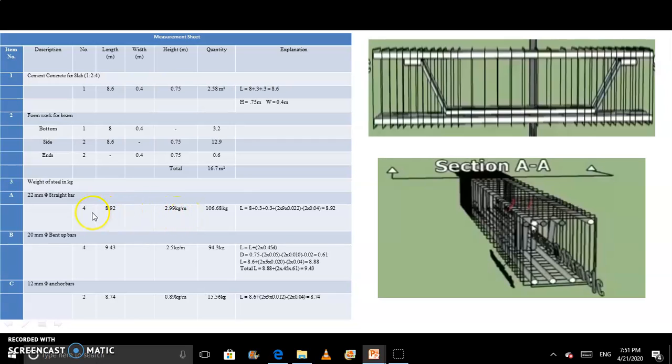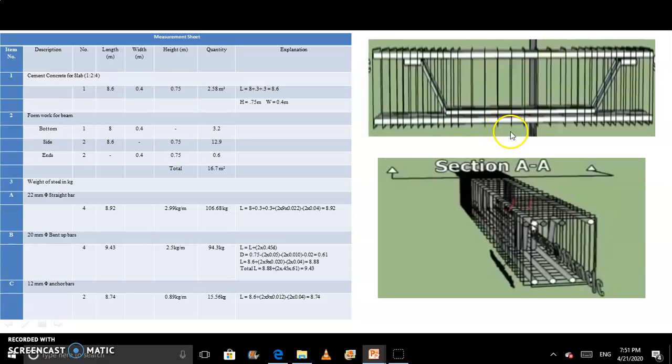Now we have to find the length. We know that here our number of bars is 4. We get here the 1 meter weight of reinforcement. Now we have to calculate the length. So how do we calculate the length? We have to calculate the length from this side to this side. So here we know that the clear span is 8 meter.